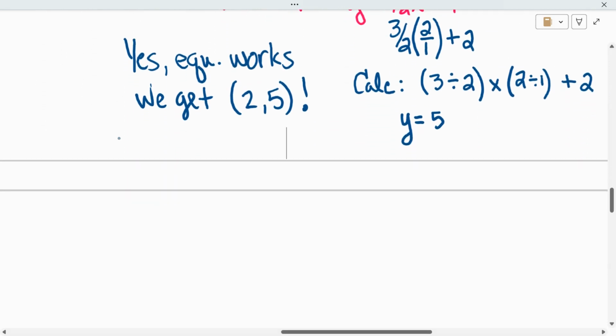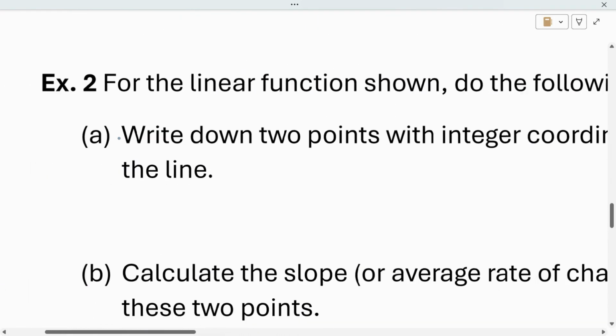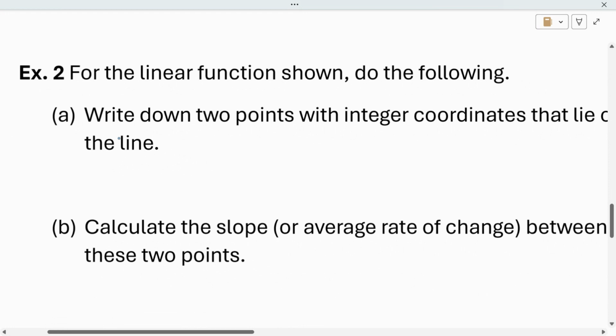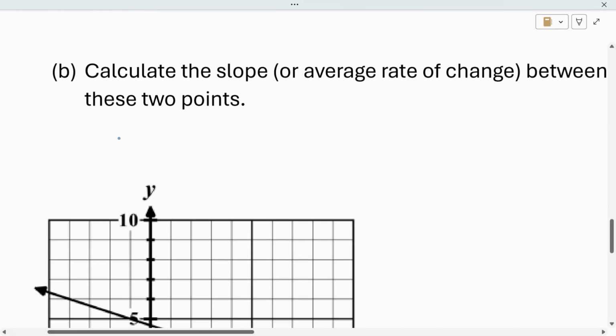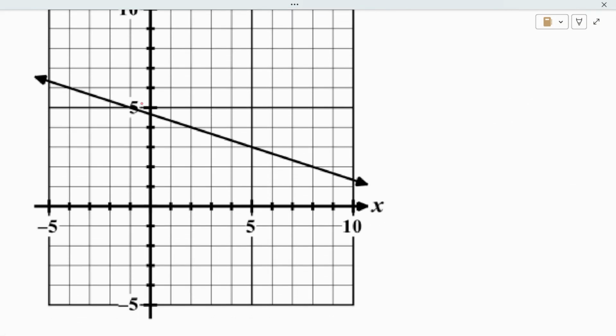Okay. All right. So example number 2. It says for the linear function shown, do the following. First, we have to pick 2 points that have integer coordinates on the line. So that's the first thing I'm going to do. I'm going to go down to this graph and pick 2 points that have integer coordinates. Does this point right here have an integer coordinate? No, it doesn't. It's not where grid lines intersect. So I don't want to pick that point.